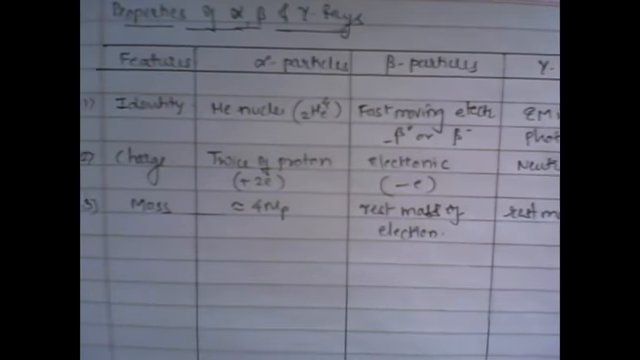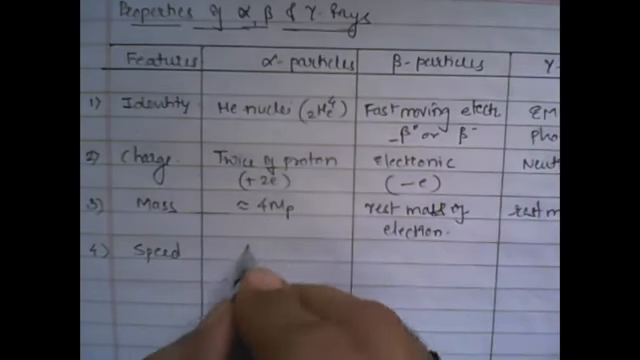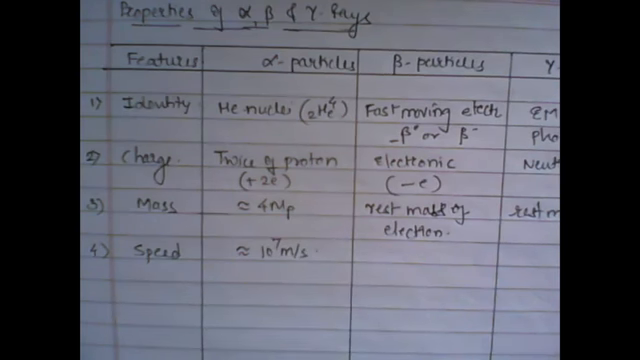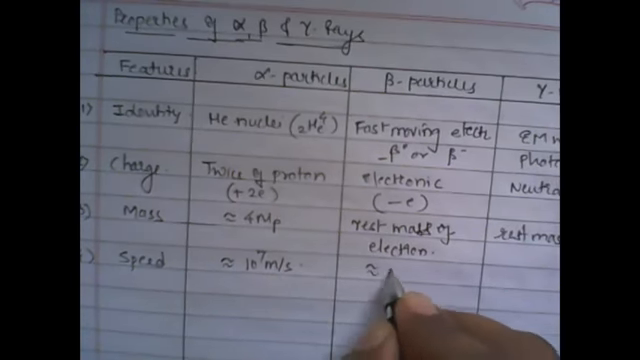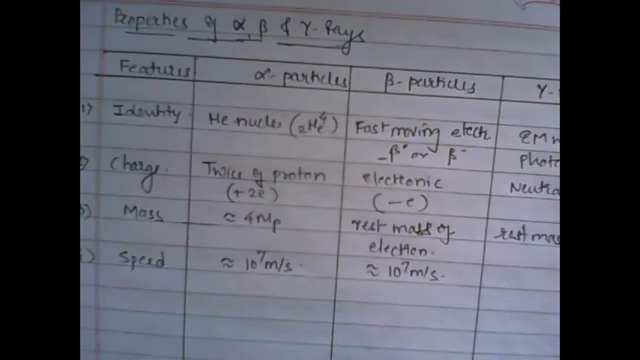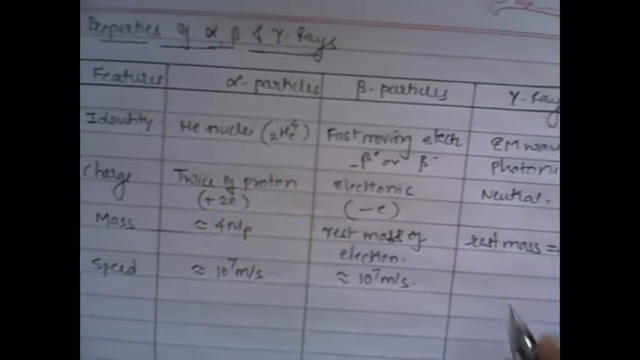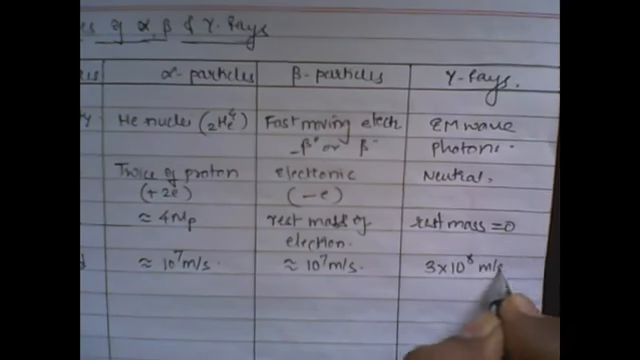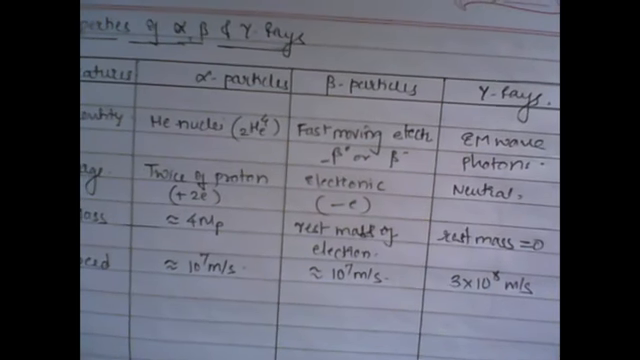Then the next property is speed. The speed of alpha is approximately 10^7 meter per second. Their speed depends upon the nature of the nucleus, so it is a characteristic speed. Beta is also about 10^7 meter per second, but beta particles come out with different speeds from the same type of nuclei, therefore it cannot be a characteristic speed. For gamma rays, the speed is that of light, 3 × 10^8 meter per second.